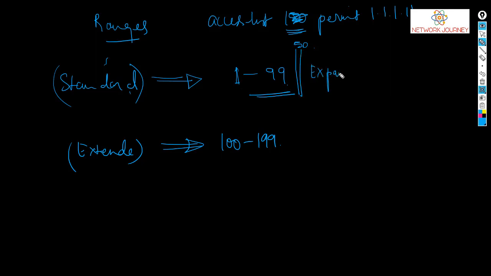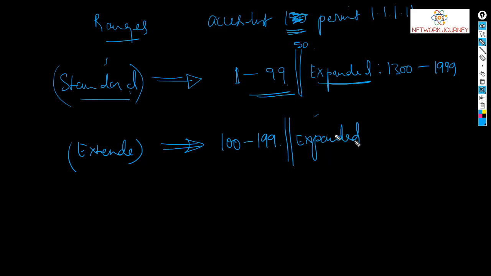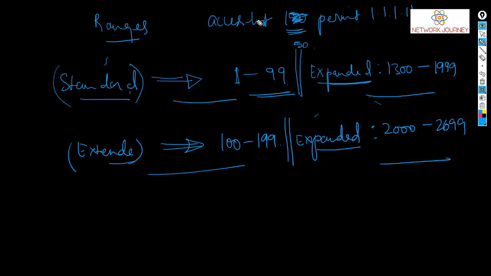ranges. In the case of standard expanded ranges, you have 1300 to 1999, and in a similar way, in the case of extended expanded, you have 2000 to 2699. So these are the ranges that you use on an access list. On which kind of access list? The numbered access list.